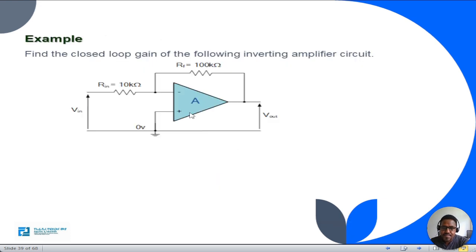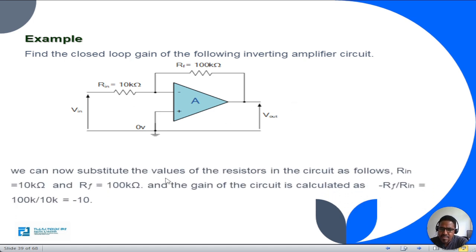Let's see an example. Find the closed loop gain of the following inverting amplifier circuit. This is an inverting amplifier. Our Vin is at the inverting terminal. Our feedback resistor is 100 kilo ohm and our Rin is 10 kilo ohm. So determine the gain of this op-amp. Remember, the gain of the inverting amplifier is minus Rf over Rs, that means the feedback resistor over the input resistor, Rin.